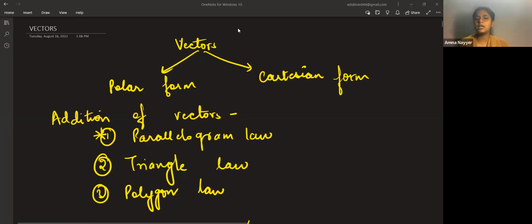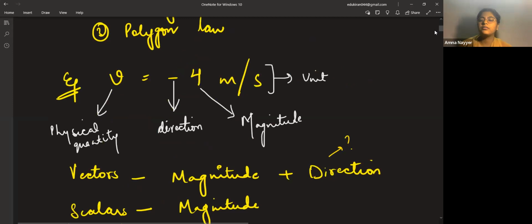Yes, class. So in the last class, we had started with vectors, just the basics of vectors we had covered. So look here, class. When we are talking about vectors, one thing we all should be aware of: whenever this quantity is written to you like this, you should be able to identify, look, v is equal to -4 meter per second.